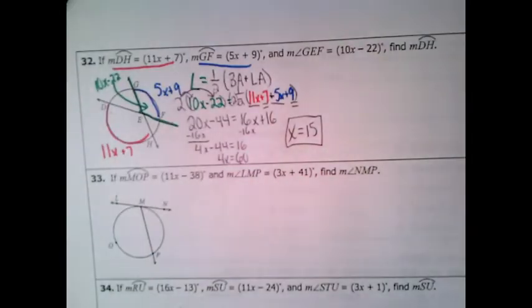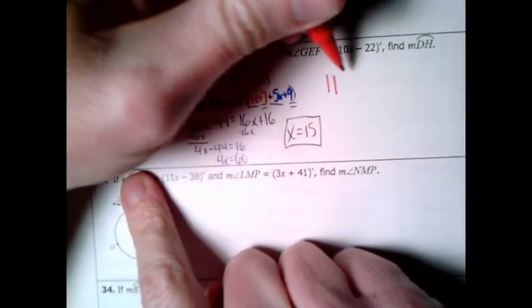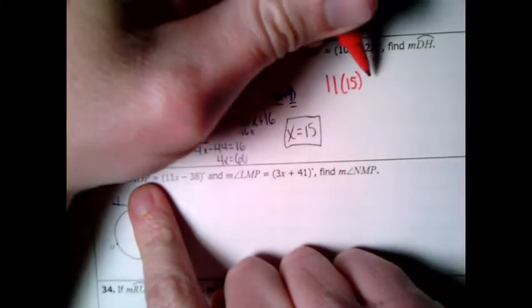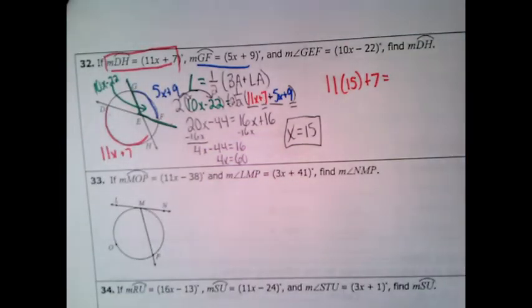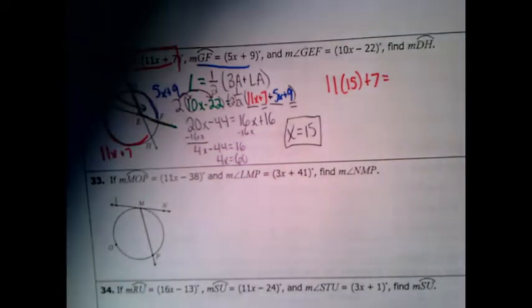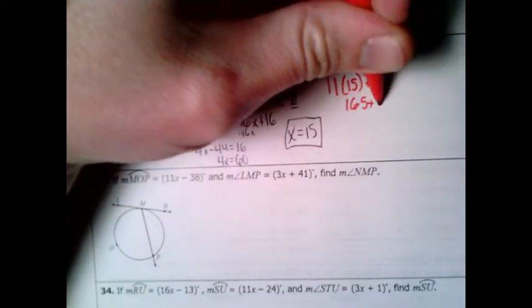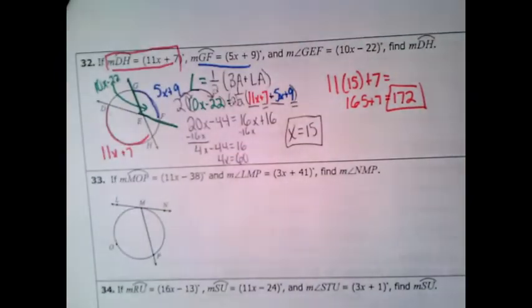Now on this it says find arc DH. So I just got to plug it in for the red right here. This would be 11 times 15 plus 7. 11 times 15 is 165 plus 7, and that's 172. So that's DH. Okay? All right, number 33.